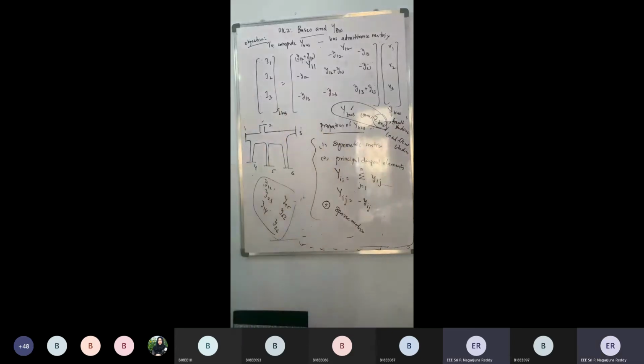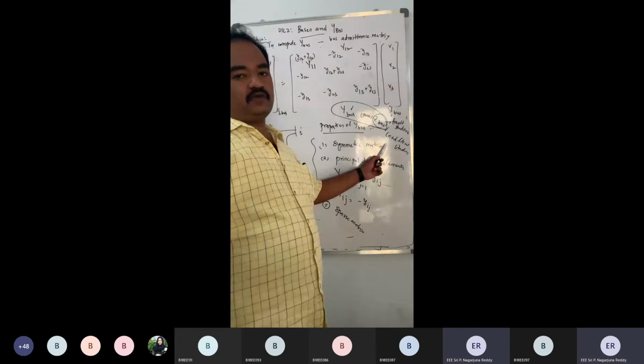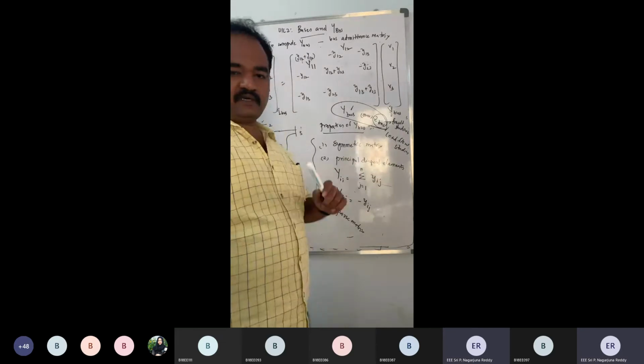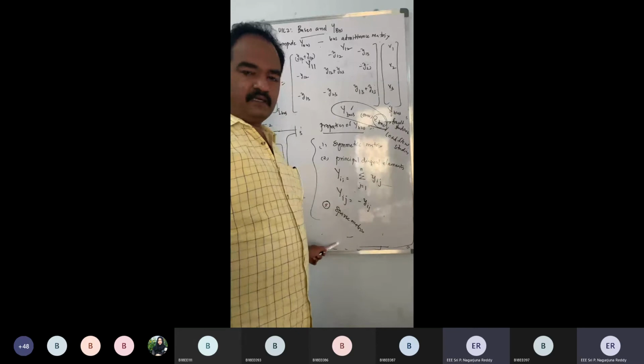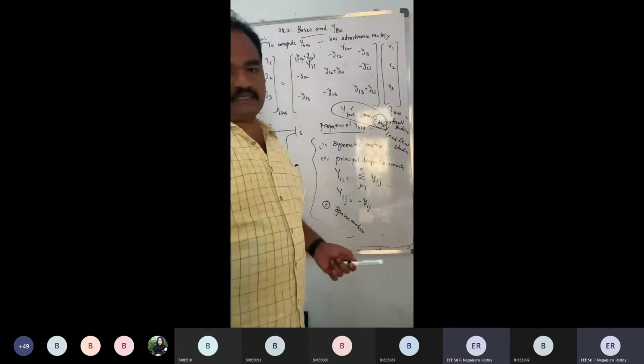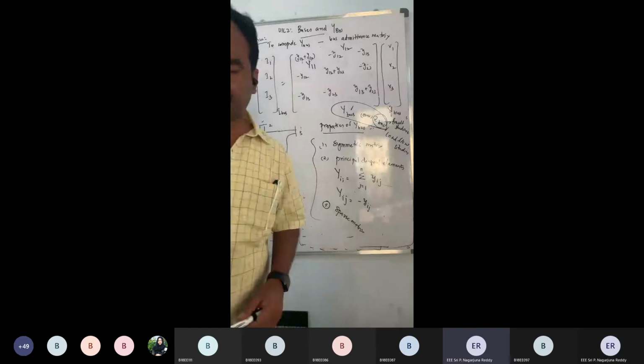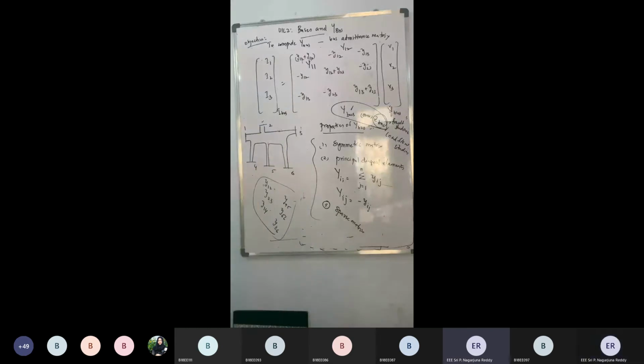Whenever you are doing fault studies, you still are employing impedances only. But whenever you are trying to do load flow studies, you are employing Y bus. And Y bus, why is it preferred? Because it is a symmetric matrix. It is a sparse matrix, and the elements can be easily obtained.